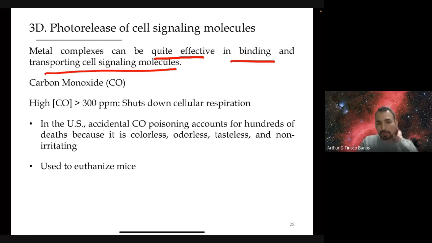High carbon monoxide levels, so we're talking about levels greater than 300 ppm, shut down cellular respiration. In the United States, accidental carbon monoxide poisoning accounts for hundreds of deaths because it is colorless, odorless, tasteless, and non-irritating. This gas is also used to euthanize mice.